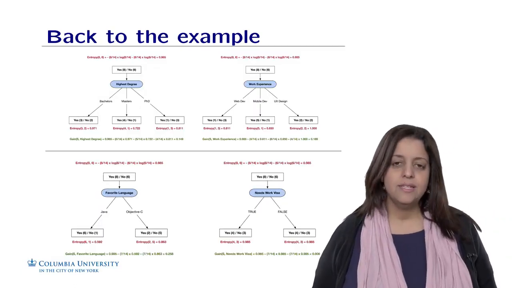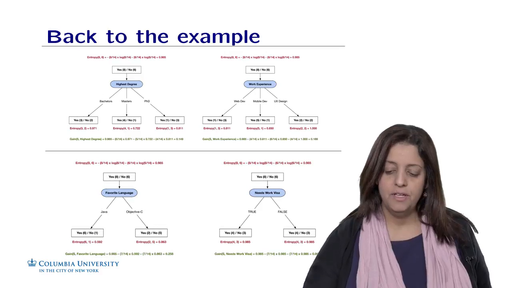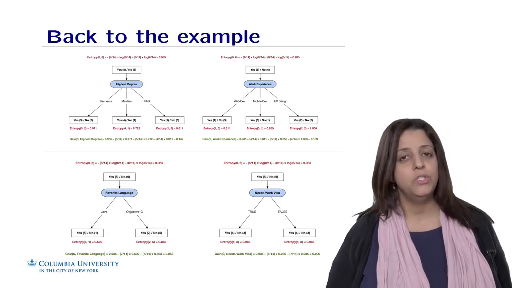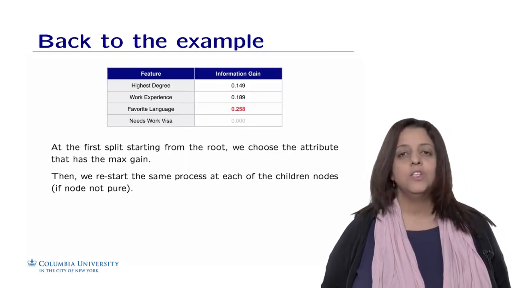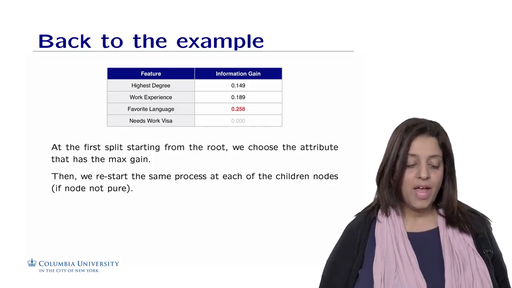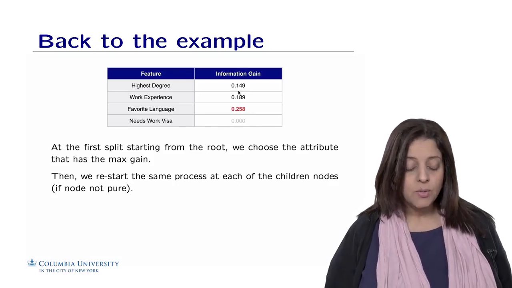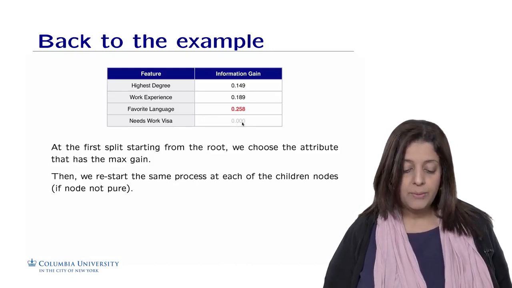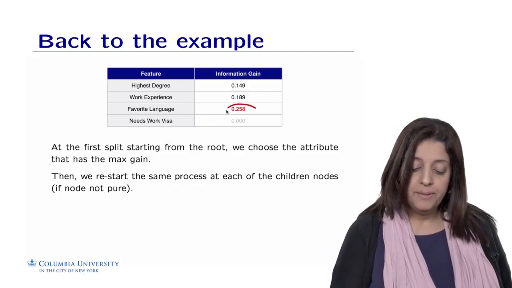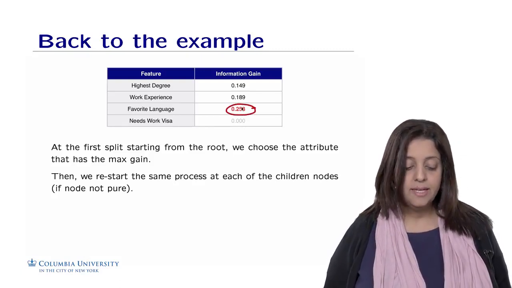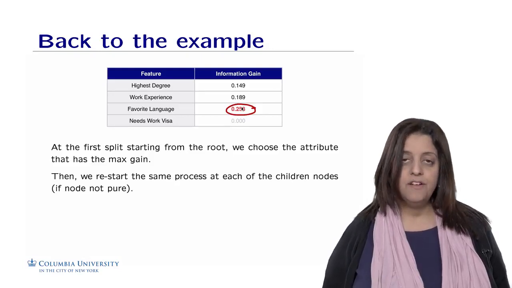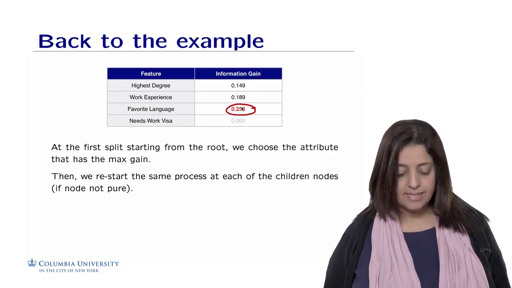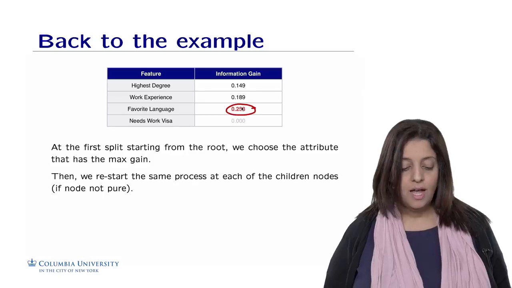This figure summarizes all that we have done so far. By picking each of the features, we obtain a gain, and we're going to compare these gains in order to make our decision about which feature to pick next. We summarize these gains in this table, with the feature and the information gain obtained. We see that the need for work visa was 0 because we didn't gain anything by splitting by this feature. And it appears that we have the maximum gain if we pick favorite language. So at the first split, starting from the root, we choose the attribute favorite language that has the maximum gain possible. Then we'll start the same process at each of the children nodes of favorite language.